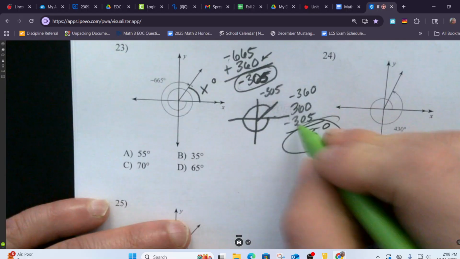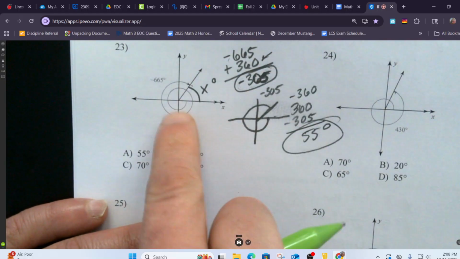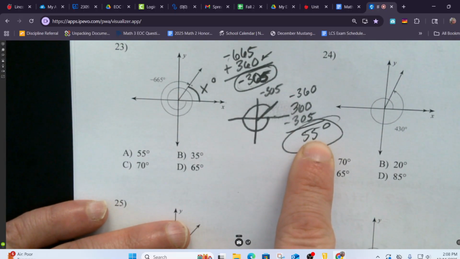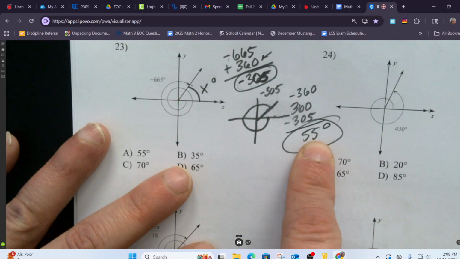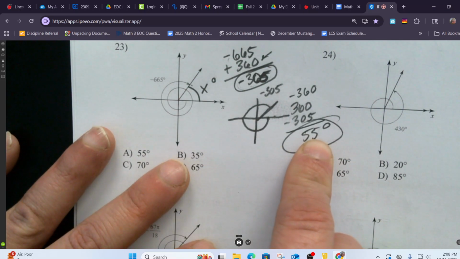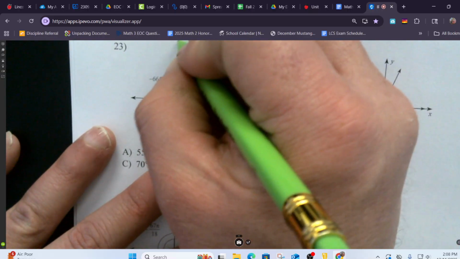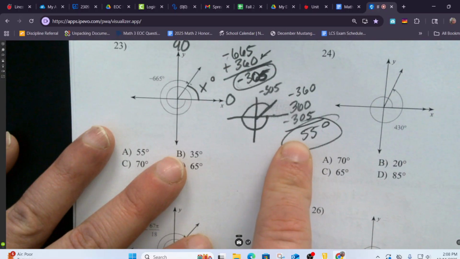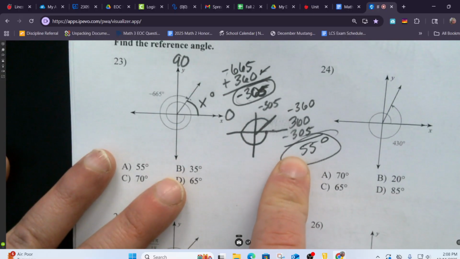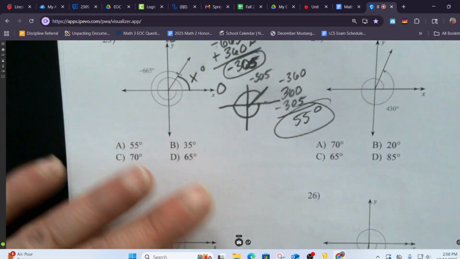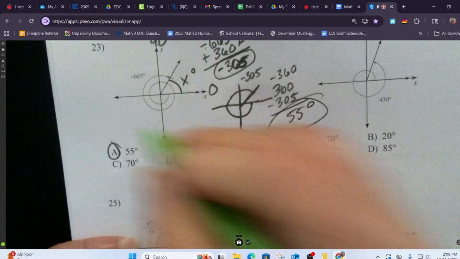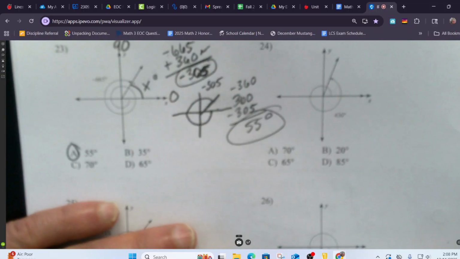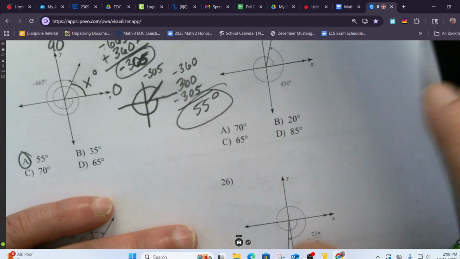Now, let's think about this. Is 55 degrees, if my terminal side's here, a good viable answer? Does it need to be negative? No. Your reference angle is never negative. That's probably good. If that's 0 to 90, is 55 about where it needs to be? Yes. All right. So 55 degrees. There's probably more than one way of doing it, but honestly, they'll probably give you something a little easier than that.